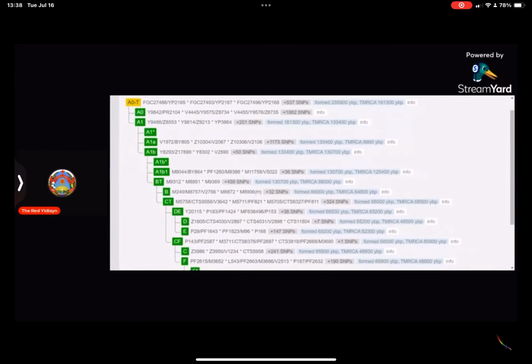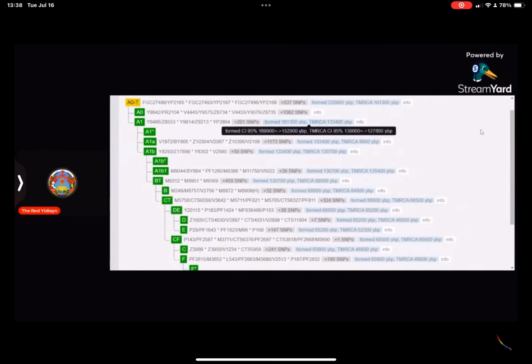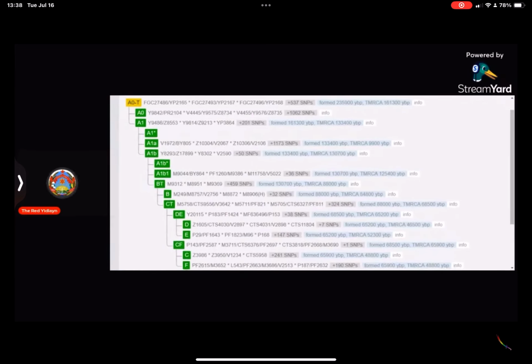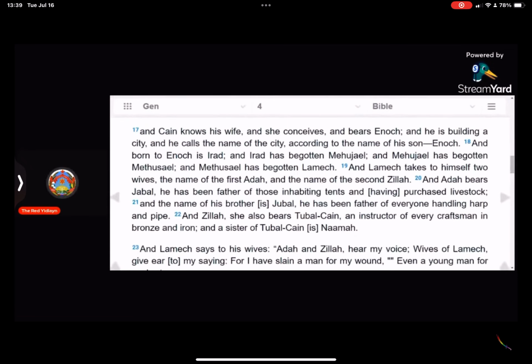They don't reflect the idea of all human beings on the planet being descended from, for example, Noah's 3 sons. What we should expect to see in that case would be 1 here and 3, 1, 2, 3, and all humans on the planet descending from them. But what we have here instead is something which matches the lineage of the Cainites given in Genesis chapter 4. So if you look at that again, it says, Cain knows his wife and she conceives and bears Enoch.